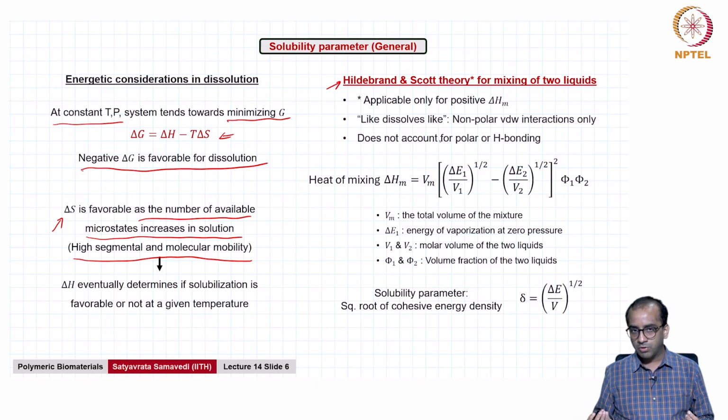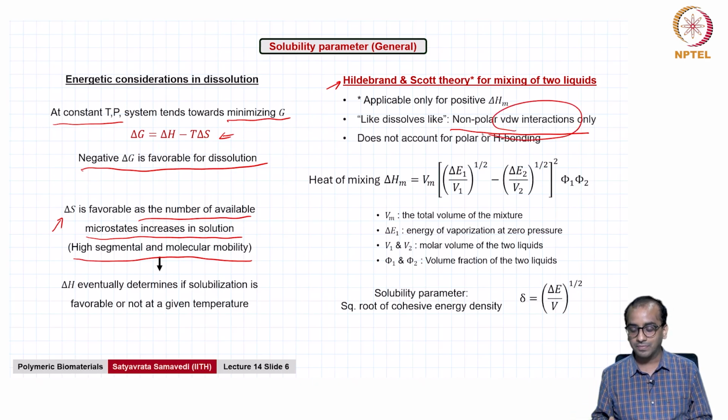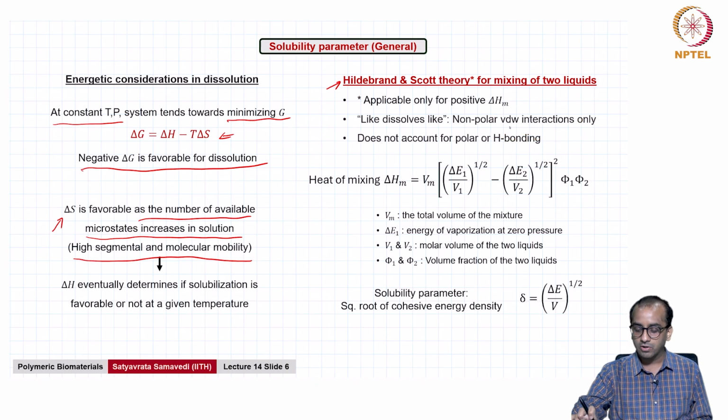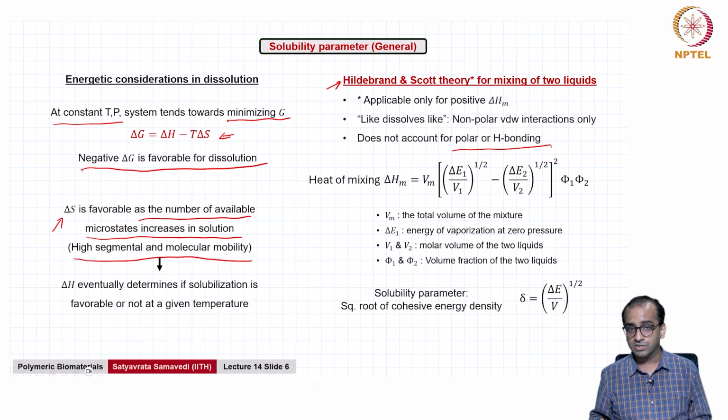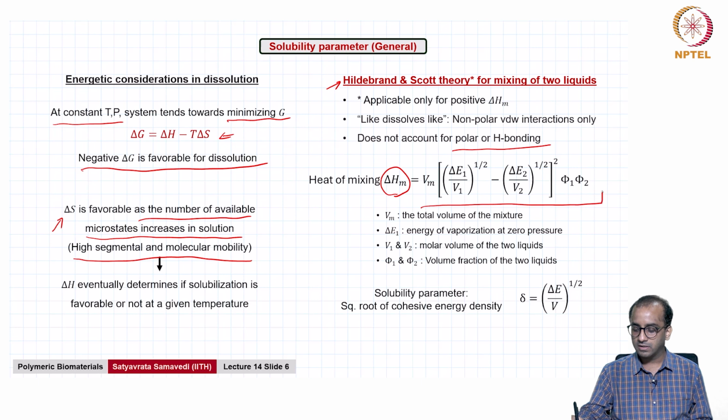Now, when you talk about two different solvents coming together, obviously they're going to interact. And the type of interactions that Hildebrand accounts for is only non-polar van der Waals interactions. It does not account for polar interactions or hydrogen bonding, which we will see very often with many systems. But the Hildebrand theory does not account for that. And it gives an expression for the change in enthalpy during mixing as given by this expression.